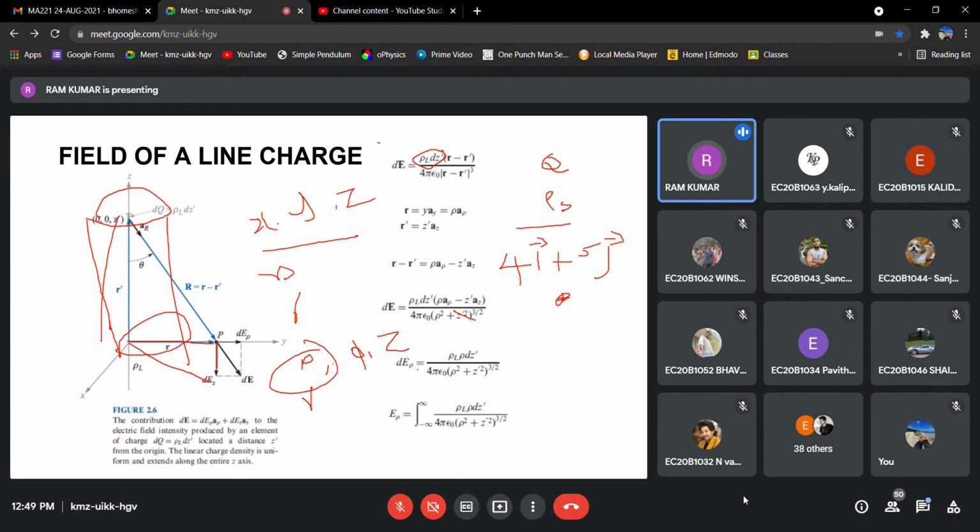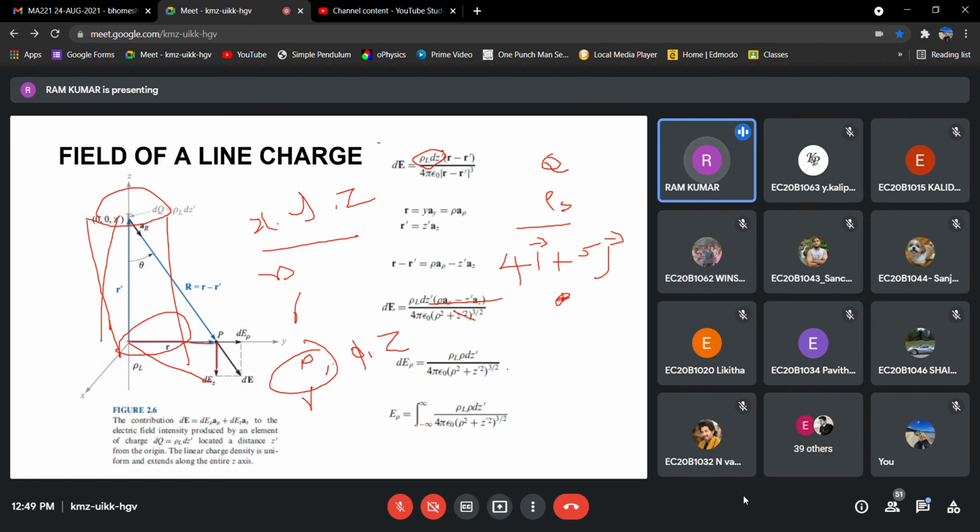So dE_rho is equal to rho_L dz dash by 4 pi epsilon naught, into rho squared plus z dash squared whole power 3/2. Why? Listen, we are measuring only along the y-axis, so the field component along the x-axis as well as the z-axis is 0. So this term vanishes. The remaining is rho_L dz dash by 4 pi epsilon naught, rho squared plus z squared to the power 3/2.